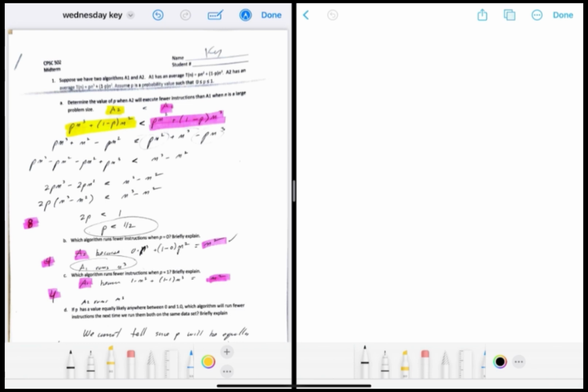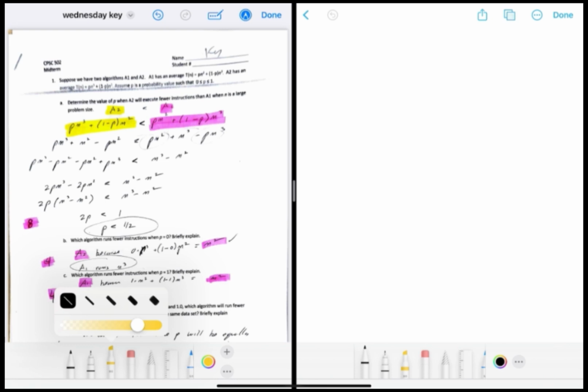And the first question is, suppose we have two algorithms A1 and A2. A1 has an average T of n equal to Pn square plus 1 minus Pn cube. A2 has an average T of n equal to Pn cube plus 1 minus Pn square. Assume P is a probability value such that 0 is less than or equal to P less than or equal to 1. And the first sub-question is, determine the value of P when A2 will execute fewer instructions than A1 when N is a large problem size.